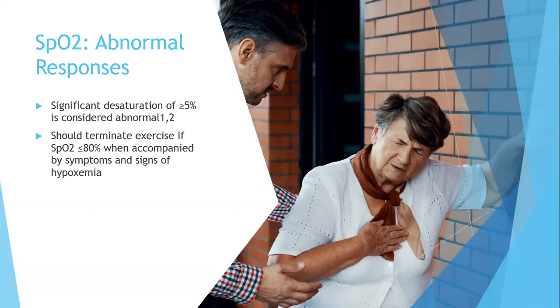An abnormal response in oxygen saturation is a greater than or equal to 5% decrease. So if you start exercising and you desaturate more than 5%, that's an abnormal response. You should terminate exercise if your oxygen saturation is less than or equal to 80%, especially when accompanied by signs and symptoms of hypoxemia. So tachypnea, tachycardia, dyspnea, all those things we listed up there. So yeah, stop exercising if it gets that low.